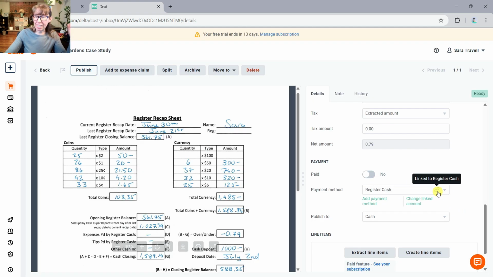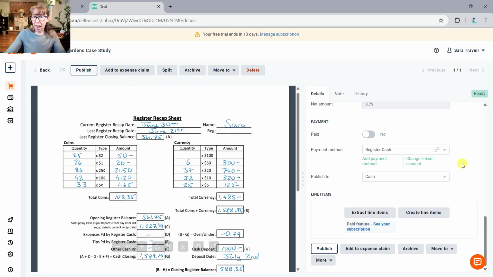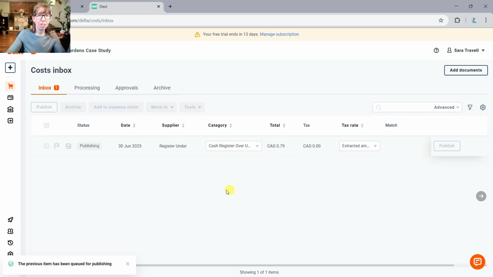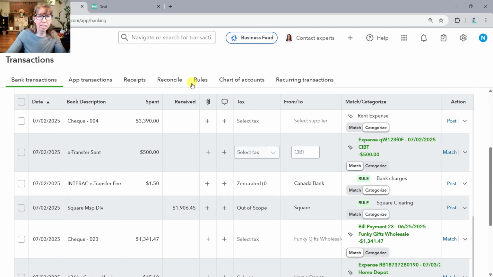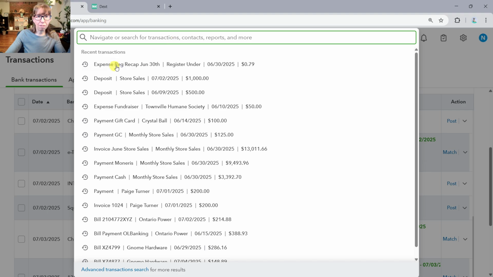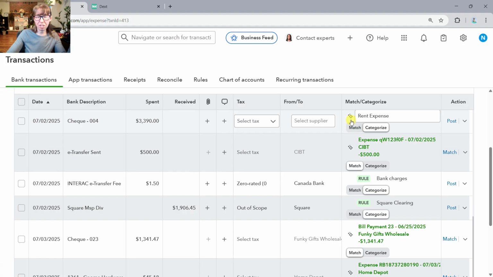And you can see that means it's linked to a GL account in QBO. And it's published to cash, so the expense screen. So let's go ahead and publish that. It's reminding us that it's adding a new vendor name or supplier name, so we're good to go with that. And as it publishes, successfully published, let's come over to the QBO. And we can find, there's that expense that we just entered.